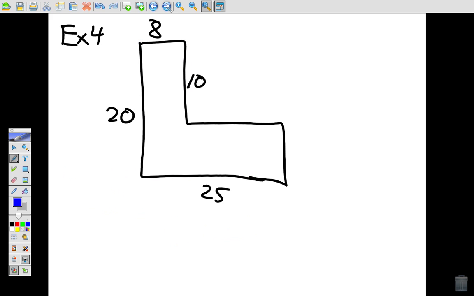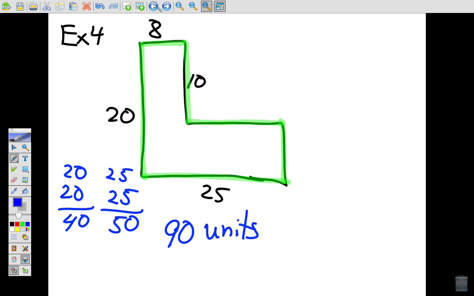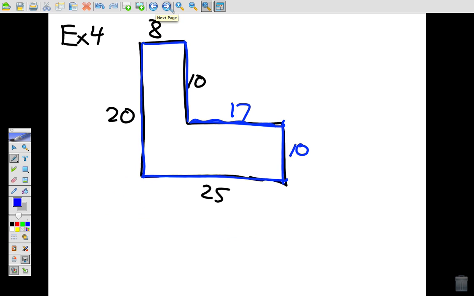Now another way you might do this problem is you could maybe find the missing links. Let's see, this side is 20. So let's see, 10 plus what is 20? So that's 10. This whole length is 25, so 8 plus what is 25? So what's this length then? That would be 17. Now in this case, you have enough information to find the missing links, and then you could add all those numbers up, and you get the same answer as we did in the previous slide.